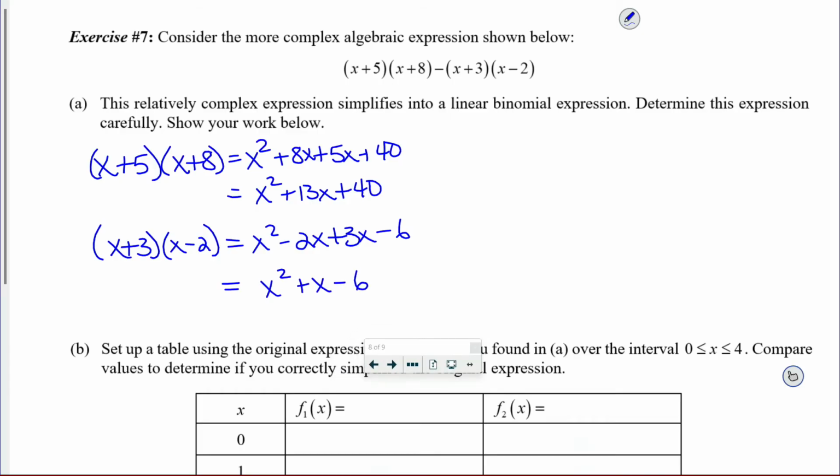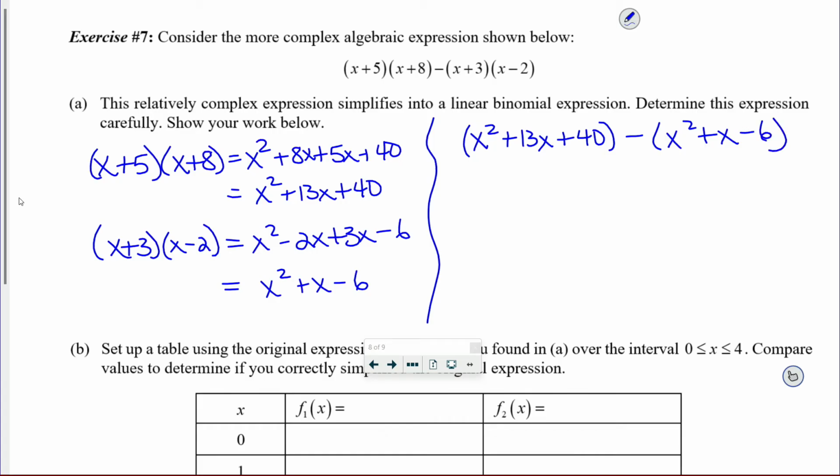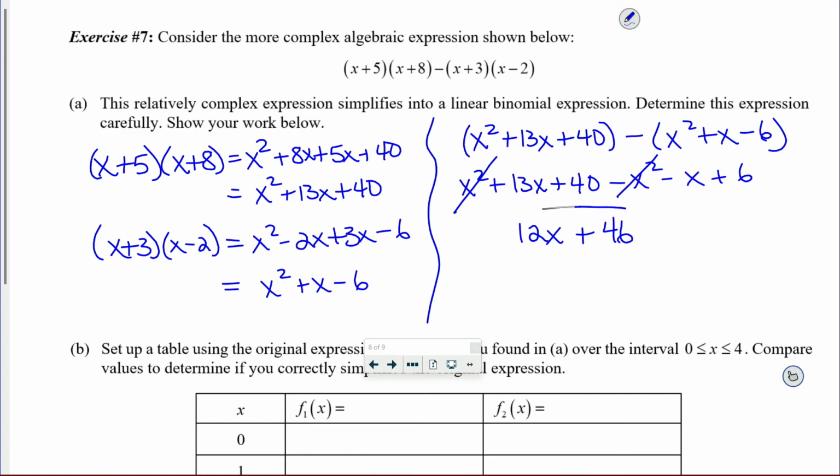All right, wonderful. So now really what we have is x squared plus 13x plus 40 minus x squared plus x minus 6. All right, making sure that all looks good. These parentheses really aren't doing anything at all, but this one reminds me that I have to distribute that subtraction. All right, x squared cancels negative x squared. 13x minus x gives me 12x, and 40 plus 6 gives me 46.